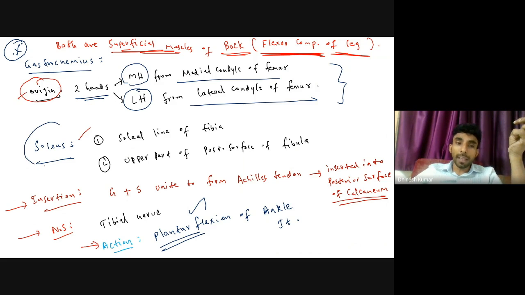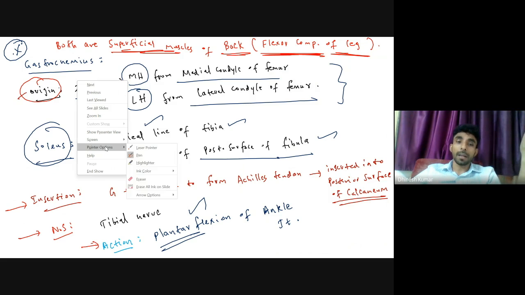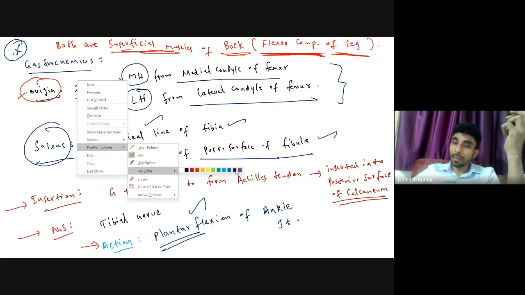What about the soleus muscle? Soleus muscle arises from two sites. One is the tibia, another is the fibula, both the leg bones: the soleal line of tibia and the upper part of the posterior surface of fibula. Insertion, nerve supply, and action, these three are common for the gastrocnemius and soleus muscles.